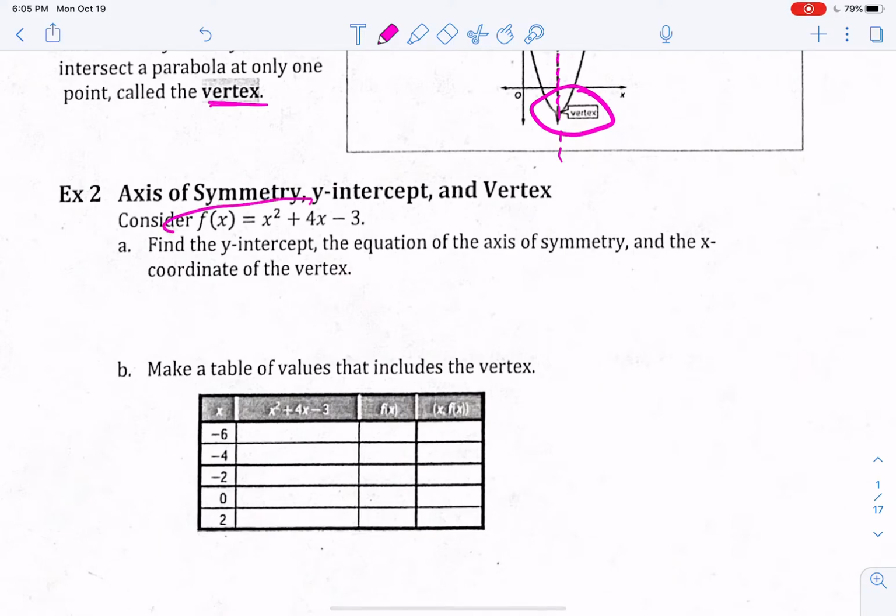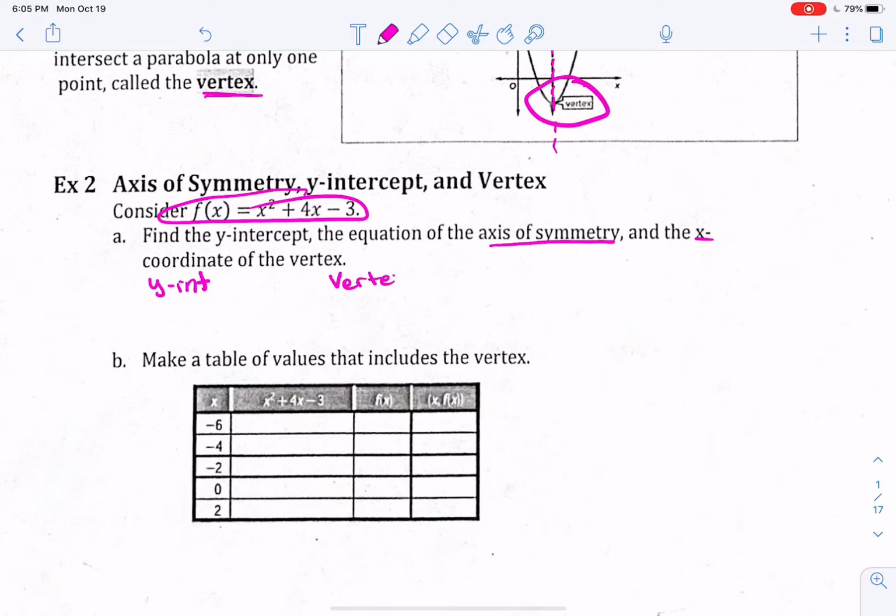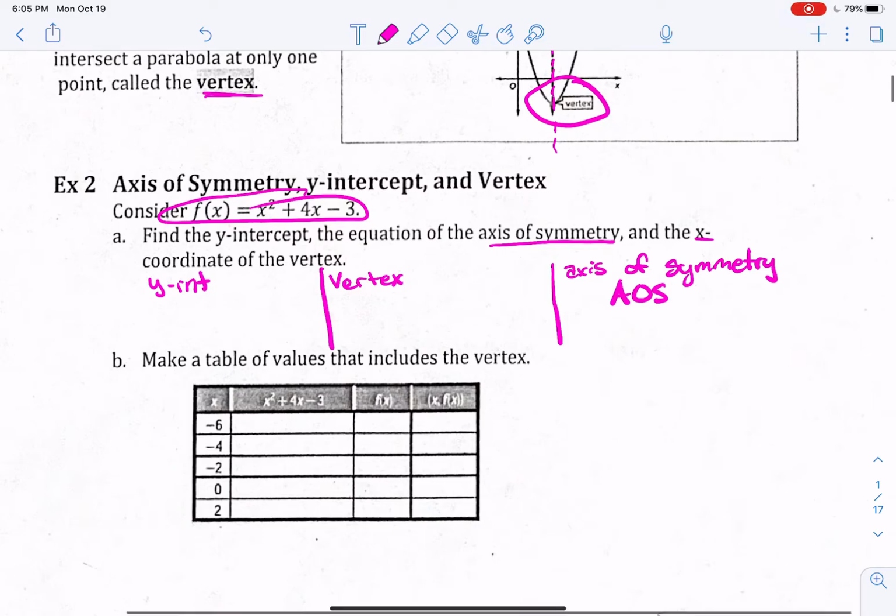Okay, so we're going to start with this function here, and we're going to find the y-intercept like it asked for. We're going to find the axis of symmetry, and then we're going to find the x-coordinate of the vertex. We're going to find the vertex, okay? And so I'm going to find the vertex first, and then I'm going to find the axis of symmetry, which a lot of times I will call the AOS to abbreviate. So we're going to find the y-coordinate, the vertex, and then the axis of symmetry. It says find the x-coordinate of the vertex. We're going to find the entire vertex just because it makes it easier, okay?